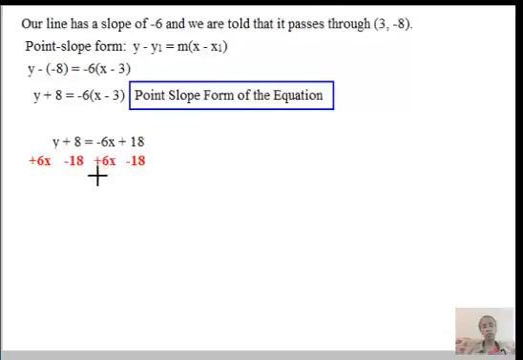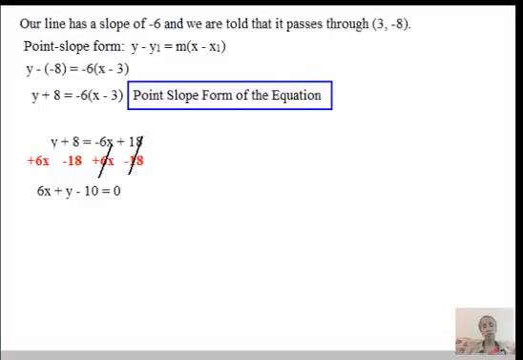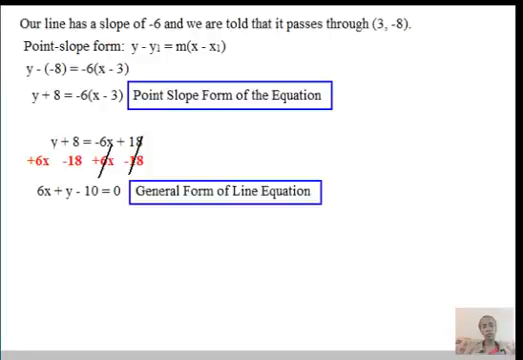Alright, so we then are left with a 0 on the right side of the equation. -6x plus 6x gives 0, and so does 18 plus a -18. So 6x plus y minus 10 equals 0, since 8 minus 18 gives us our -10 on the left side, is the general form of our equation. Alright, and those were the two things the problem asked for.